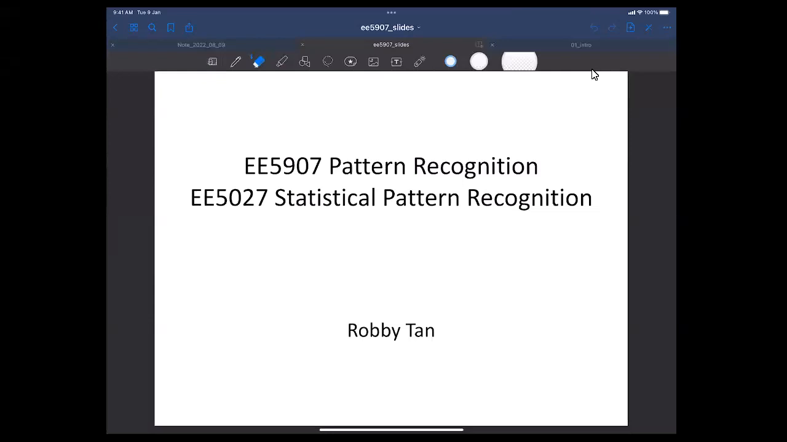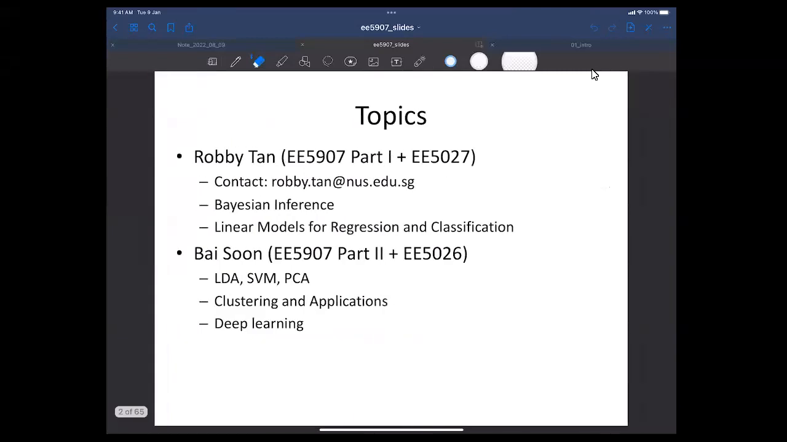I will discuss a bit on the logistics. So the topics that we cover in this module, there are two parts. One is by me, and the other is by Dr. Stone.